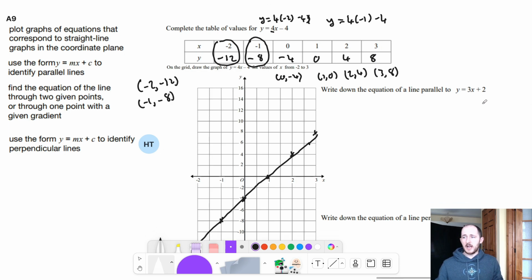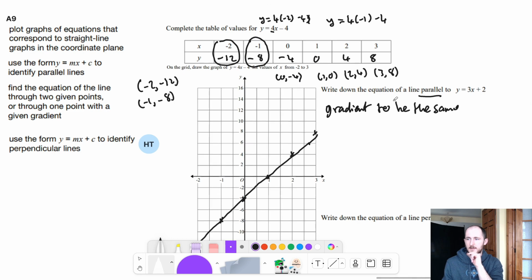So, for higher end foundation, you need to be able to spot parallel lines. So, when two lines are parallel, it means they never get closer to each other and they never get further away. They stay completely equally distant from each other. The only way for that to happen, for parallel lines, is for the gradient to be the same. So when two lines have the same gradient, they are parallel. 100% of the time, guaranteed.